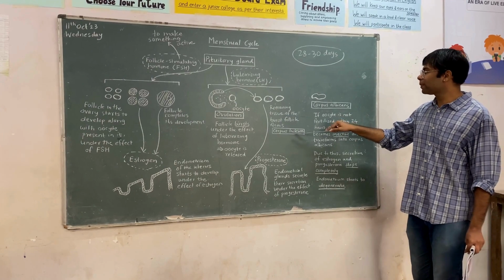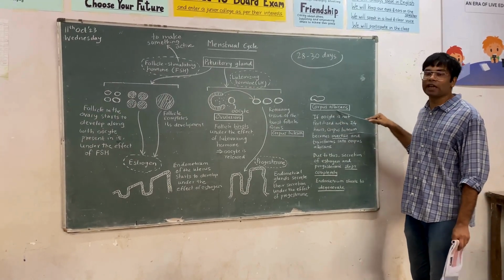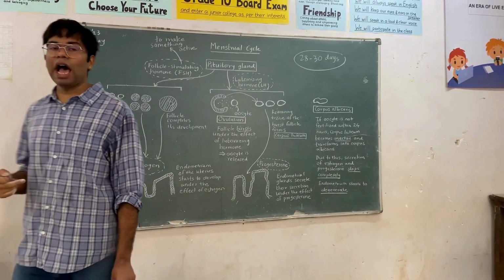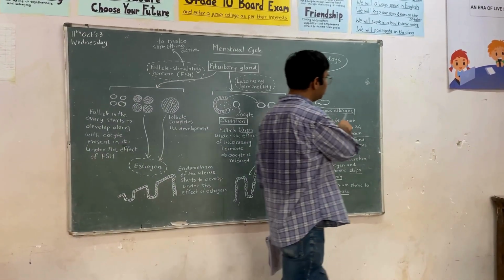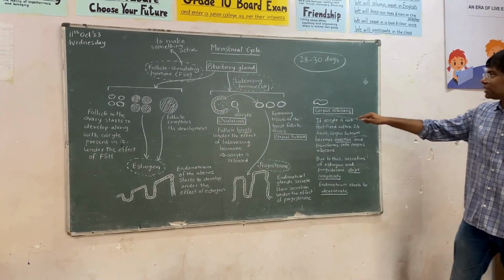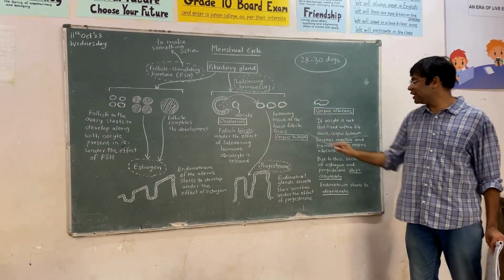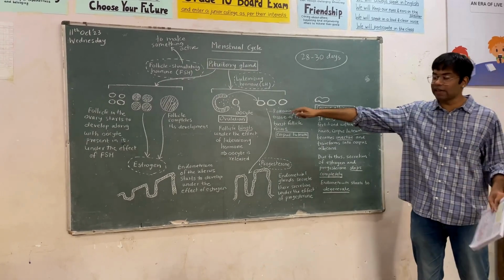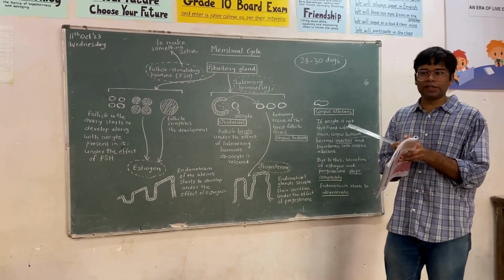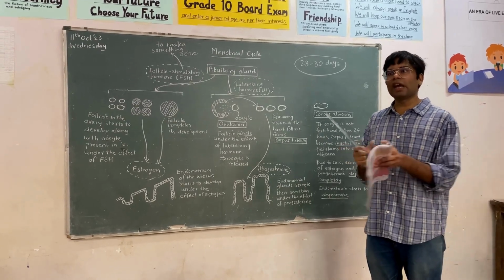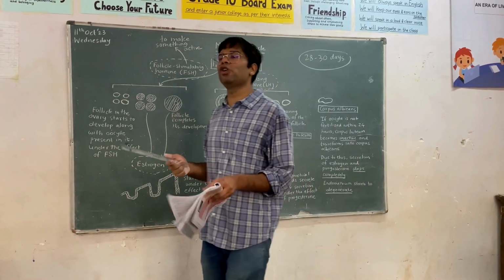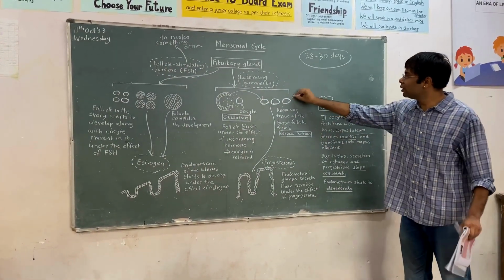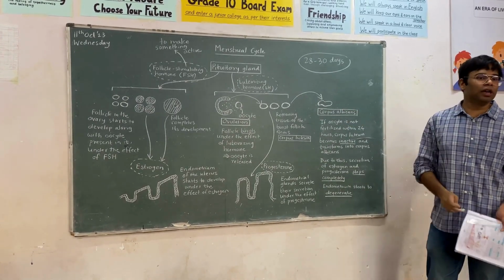Further, this corpus luteum transforms into corpus albicans. Let's pronounce corpus albicans. Corpus albicans. When does it transform into corpus albicans? In case this oocyte that is released does not get fertilized by a sperm within 24 hours. If it doesn't get fertilized, you understand what is fertilization? Yes. It doesn't get fertilized by a sperm within 24 hours, then this corpus luteum is going to turn into corpus albicans.